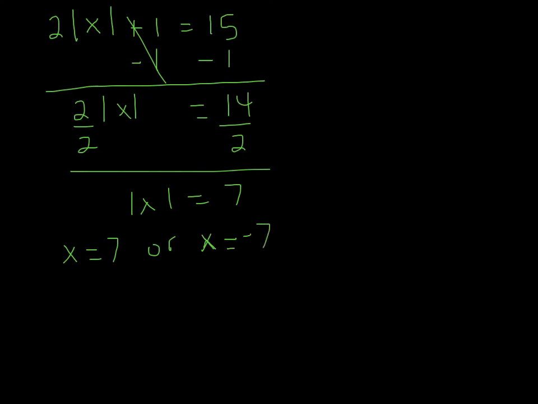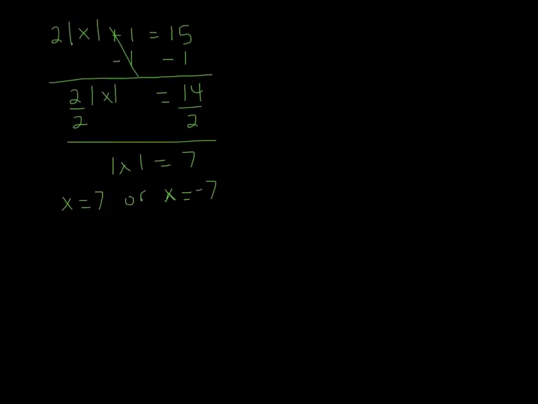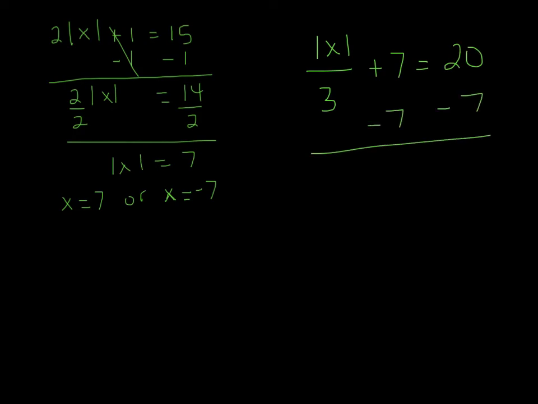Okay. Alright, so maybe I'll just shrink it down this time. Move that over a little bit. And go back at it. So next one we have absolute value of x over 3 plus 7 is equal to 20. So let's start off by getting rid of that 7. So we have absolute value of x over 3 is equal to 13.